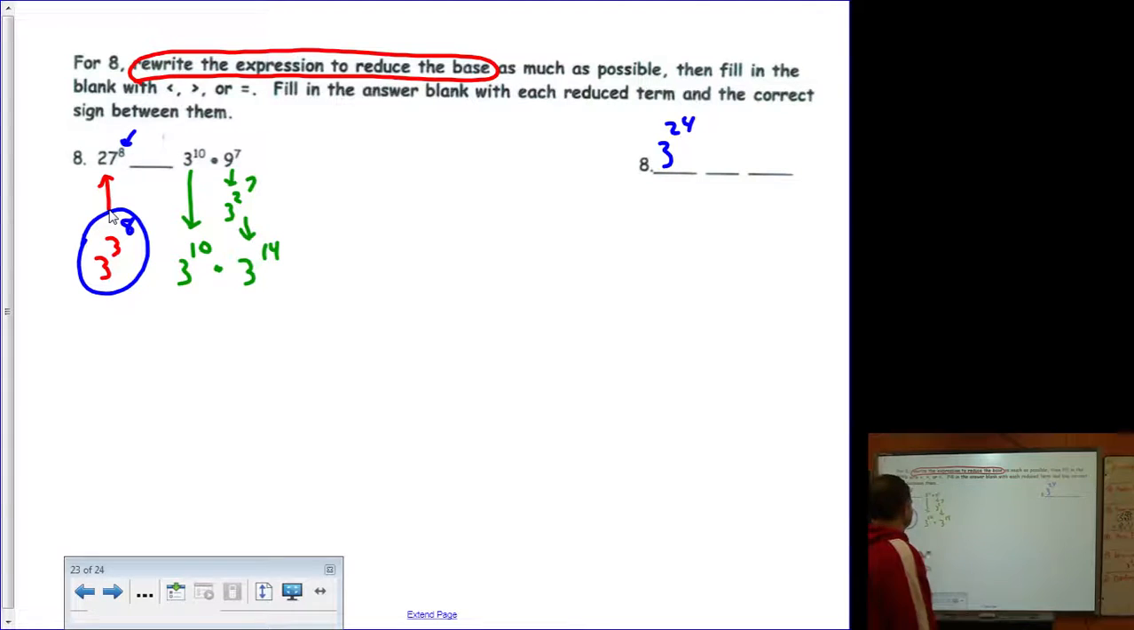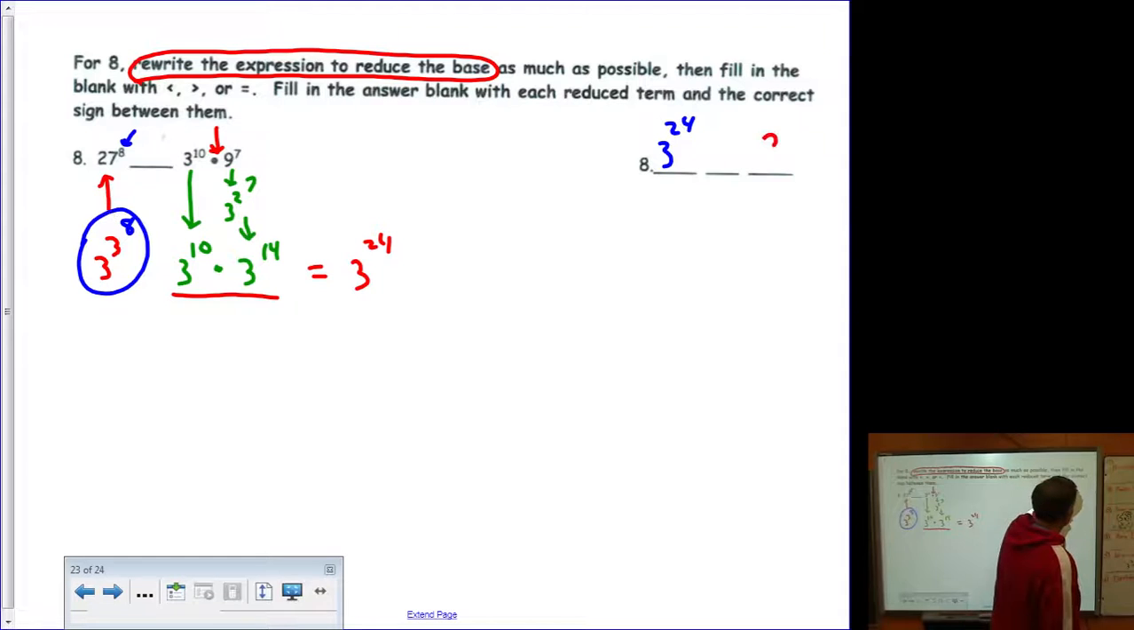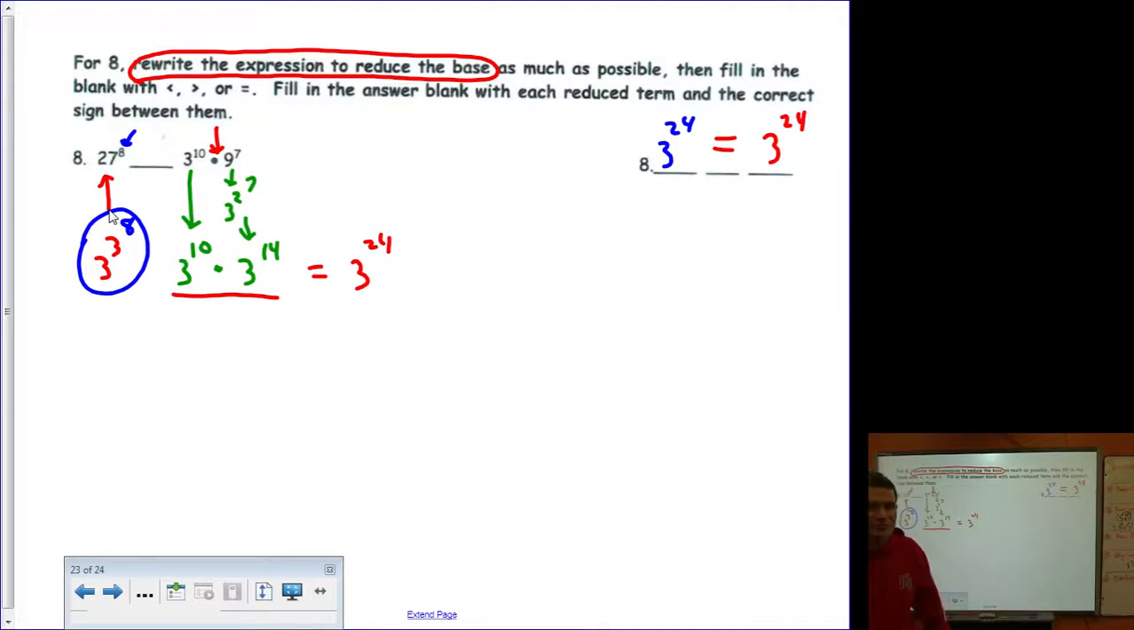And finally, those two things were being multiplied together, so down here I'm going to multiply them together. And when we multiply, we add the exponents. That would be 3 to the 24th. So it turns out these two amounts are actually equal to each other once I simplify them.